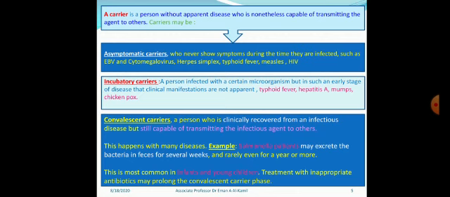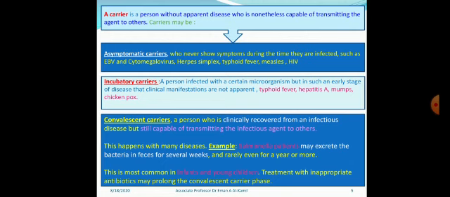Other individuals are the convalescent carriers. These are individuals who have clinically recovered from an infectious disease but are still capable of transmitting the infectious agent to others. So the convalescent carriers are individuals who have recovered from the infection or disease, but can still excrete the microorganism and cause infections in others.